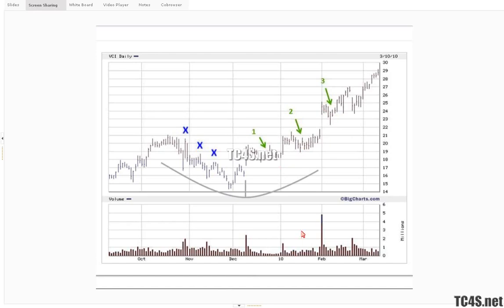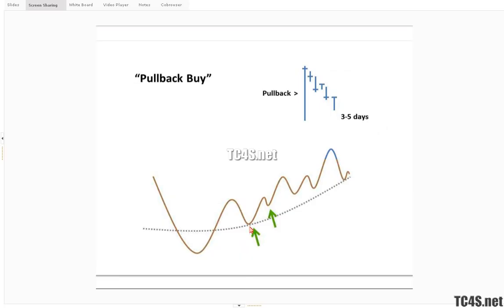I'm going to go over this in more detail in just a minute, don't worry. I'm just giving you some perspective. So when you use this pullback buy on this right side, generally what you're going to be looking for is a few days of pullback to sometimes as much as a week or two. Usually they're 3 to 5 days. They might be 6 days, could be 8 days.